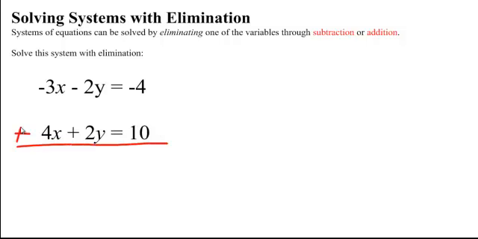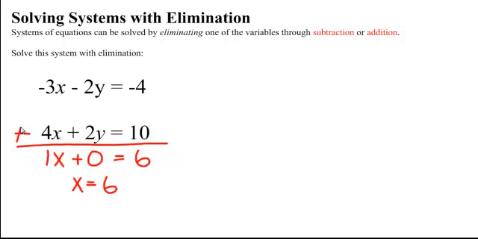If we were to just add these two equations together, something awesome happens. Negative 3x plus 4x gives us 1x. Negative 2y plus 2y gives us 0. And negative 4 plus 10 gives us 6. What we did right there was add and eliminate our y values. We can do this. So now we have that x equals 6. That's it. That's part of our answer.